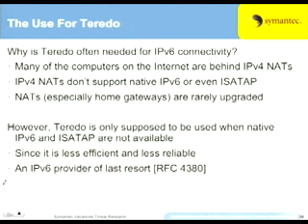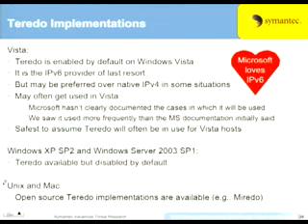However, the specification does say that Teredo should only be used when IPv6 and ISATAP aren't available. That's because Teredo is less efficient and less reliable. It won't always work. I guess you could say that in general for IPv6 transition mechanisms, but I think especially with Teredo. And the phrase they use is that it should be an IPv6 provider of last resort.